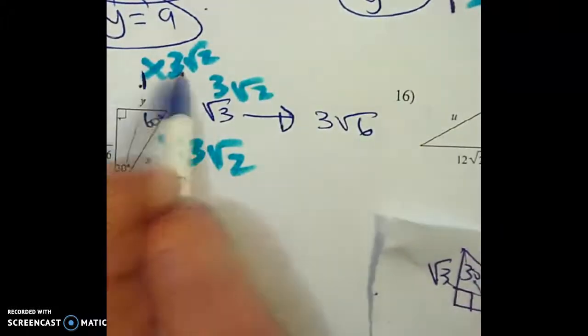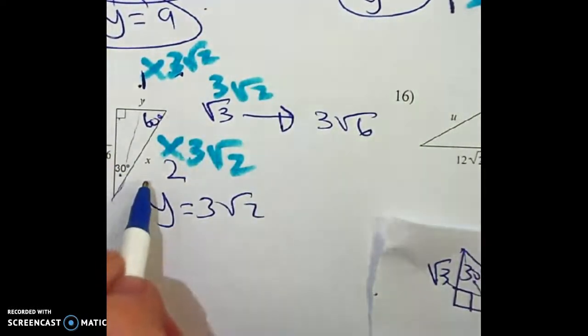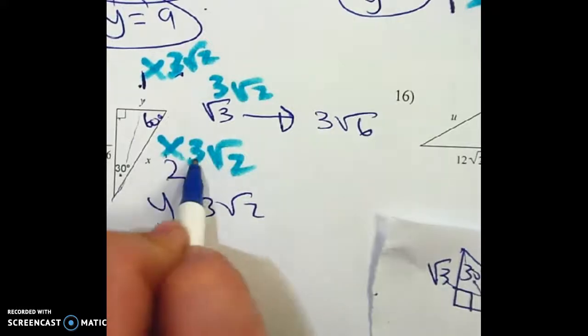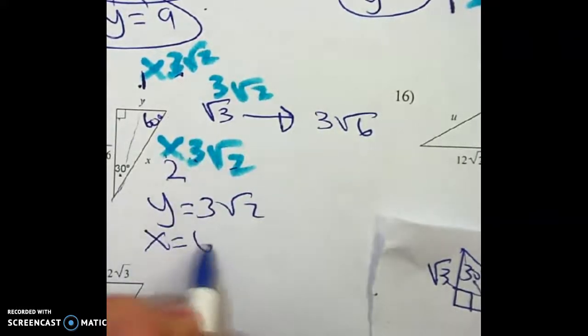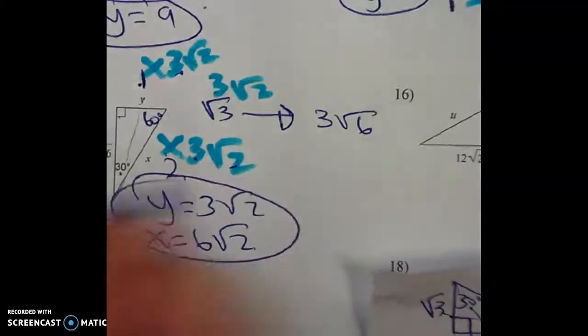So that means I go times 3 rad 2, times 3 rad 2. So 1 times 3 rad 2 is 3 rad 2. And then 2 times 3 rad 2 is 6 rad 2. Okay, so let's put a little circle around that, and let's go to the next one.